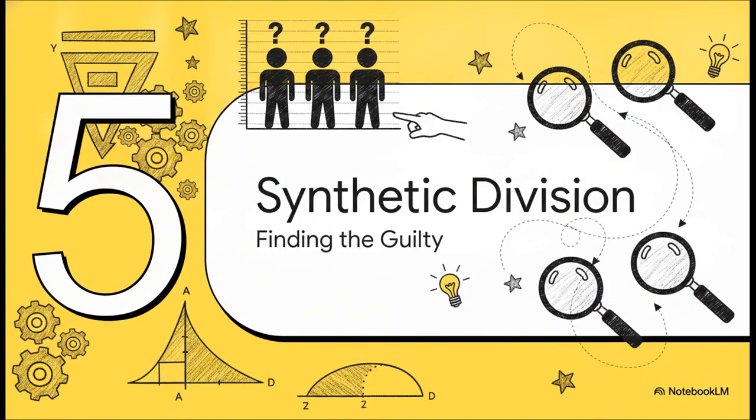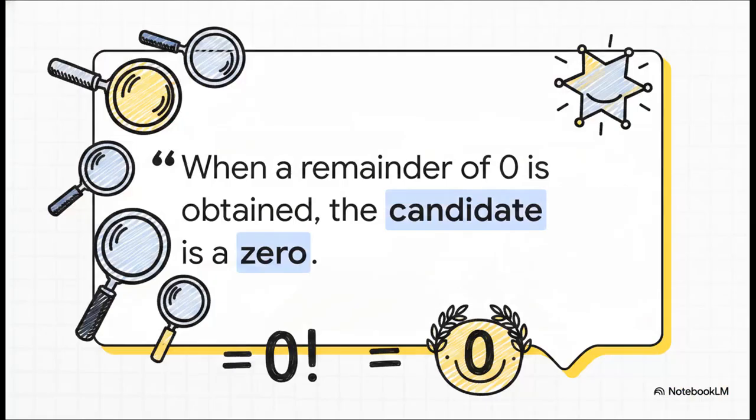Phase 5. Interrogation by synthetic division. This is where we finally find the guilty parties. When you're using synthetic division to test a candidate, you just need to remember this golden rule. When a remainder of 0 is obtained, the candidate is a 0. A remainder of 0 means the suspect fits perfectly into the equation. It leaves absolutely nothing behind. If you get a 0 remainder, congratulations, you have caught a guaranteed 0.